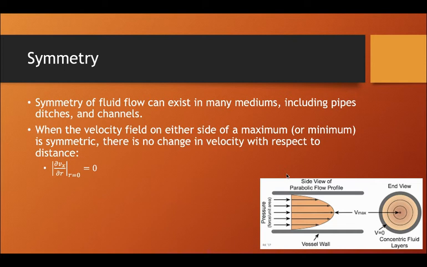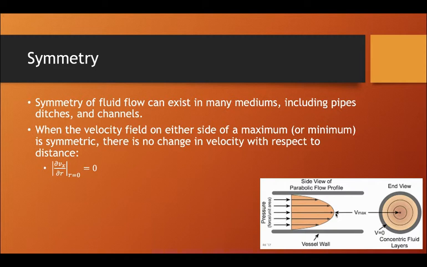The next one we'll talk about is symmetric flow. That can exist in all sorts of things like pipes, channels, ditches, anywhere where the velocity profile of the fluid is going to have some sort of symmetry. So when we have this symmetric velocity profile, like you can see here, we know that the velocity gradient is going to be zero. It's not going to be changing at the point of symmetry, which in this case is this maximum velocity here.